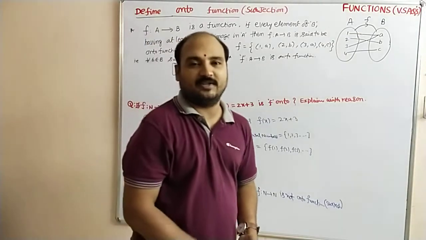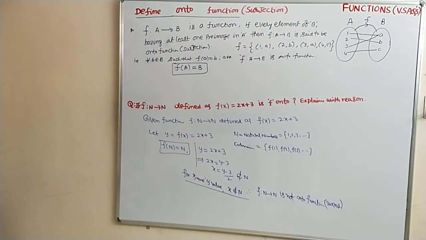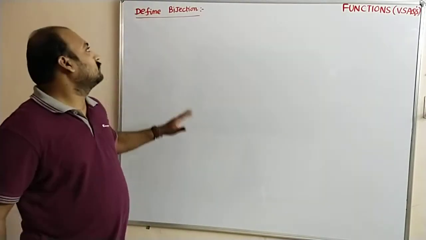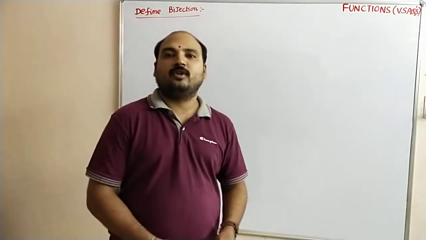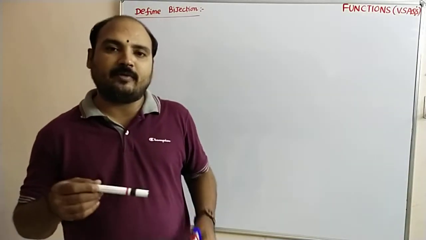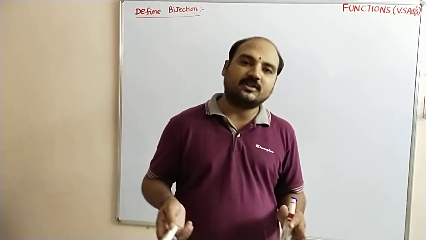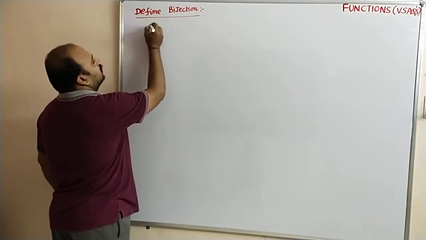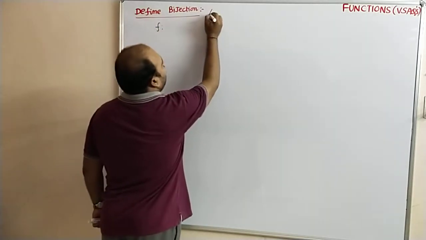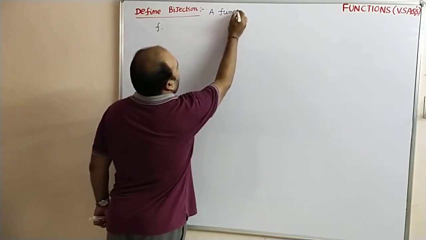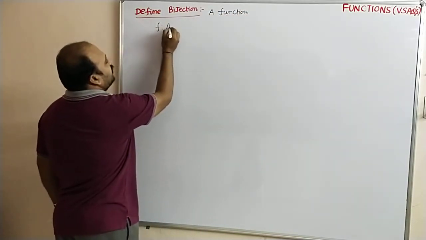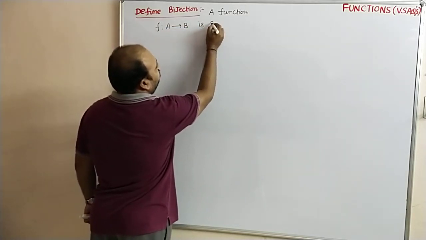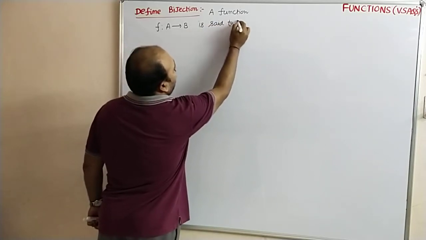Next we will discuss bijection. Third one, define bijection. We know that a function f defined from A to B is said to be a bijection if it is both an injection and a surjection. See here, the function f from A to B is said to be a bijection.